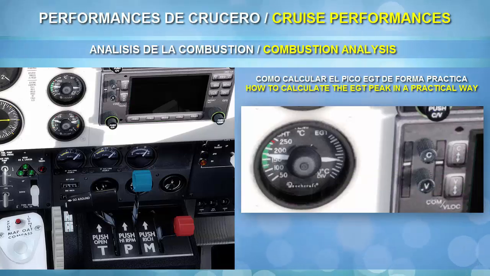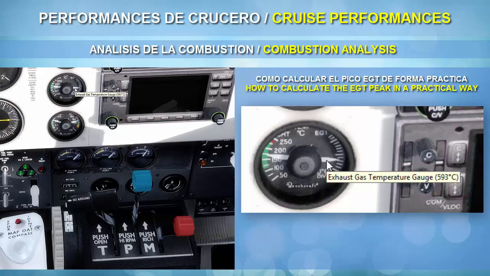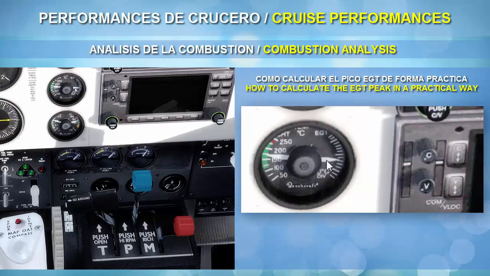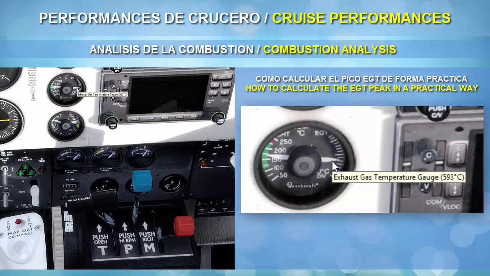It's as simple as moving the red lever rearward or forward until you put that needle in its highest position, and then making the temperature drop a bit from that particular peak by moving the red lever forward or rearward, and then making the temperature drop what is indicated in degrees in the cruise performance tables, okay?